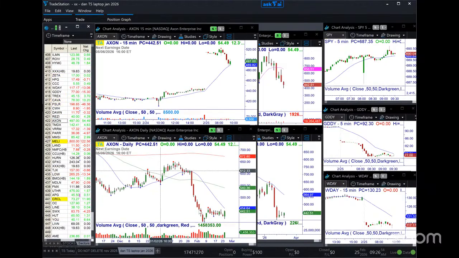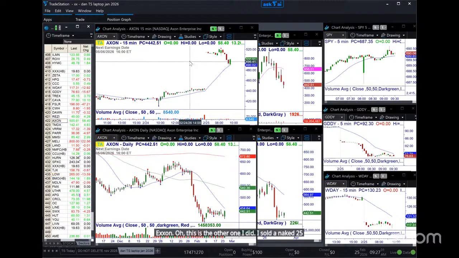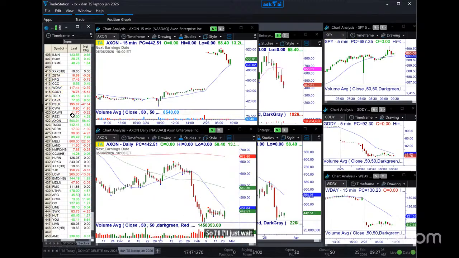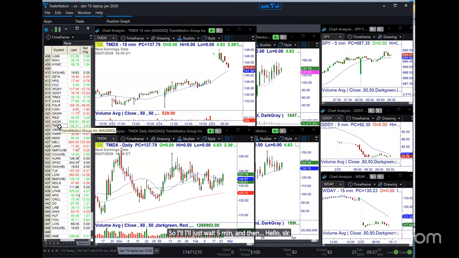Axon. Oh, this is the other one I did. I sold a naked 250 for $1.25. So I'll just wait 5 minutes and then close it. I should be able to buy a higher strike and then get a free put spread.